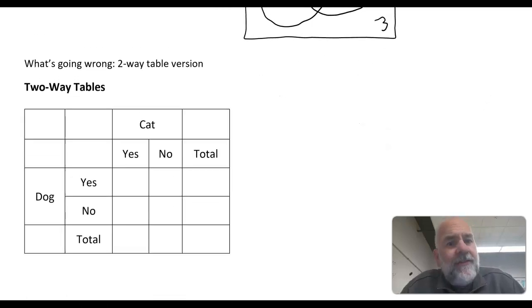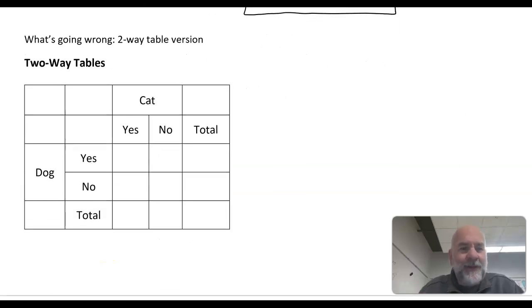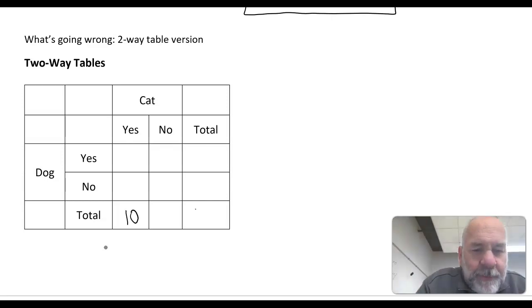Now, another way to look at this is a thing called a two-way table, and this is an example here. So you've got cat, yes or no, you've got dog, yes or no, and the total. Let's use these same fictitious numbers here to kind of illustrate what's going on. We know that 10 out of the 25 people have a cat.